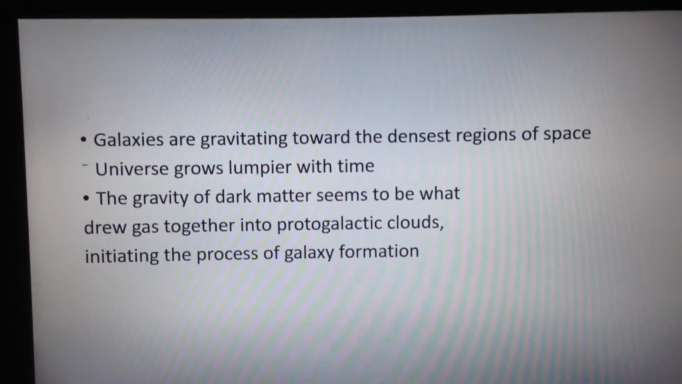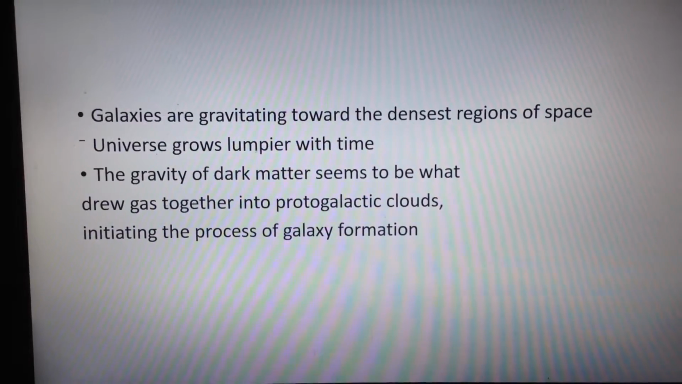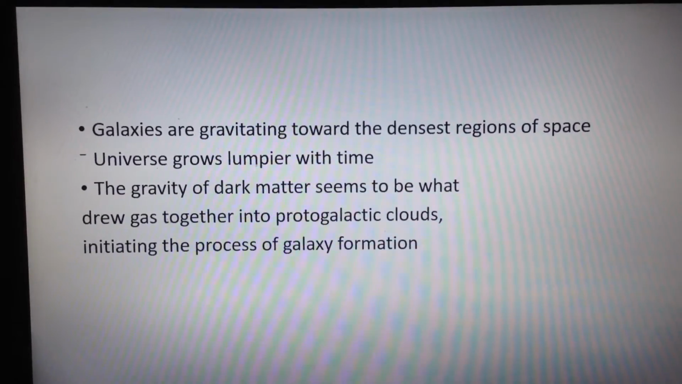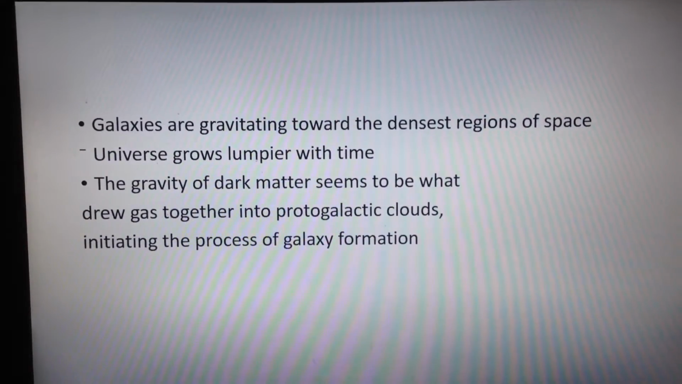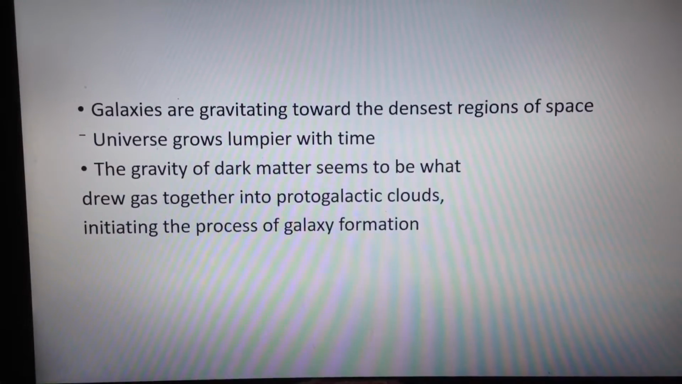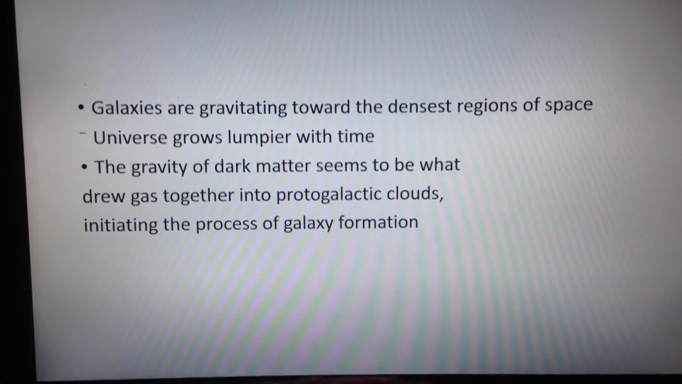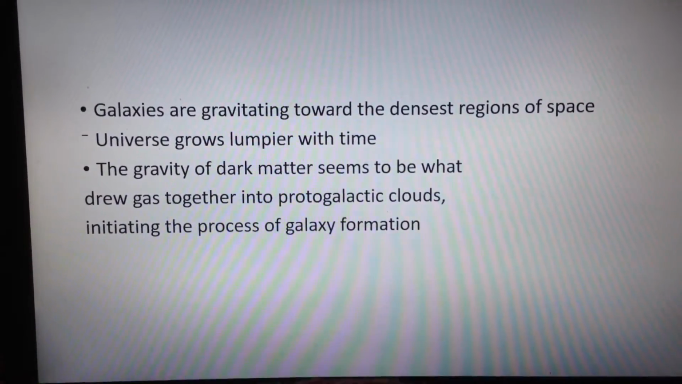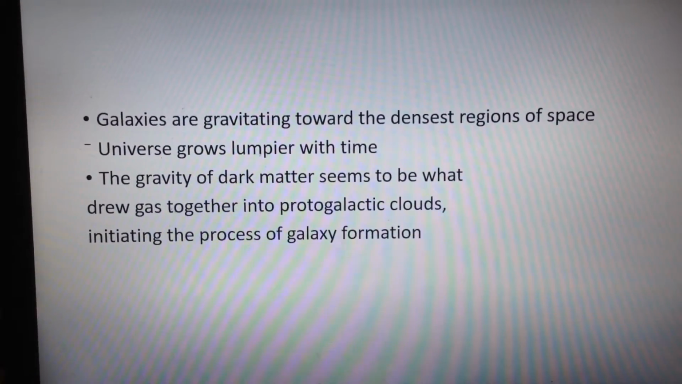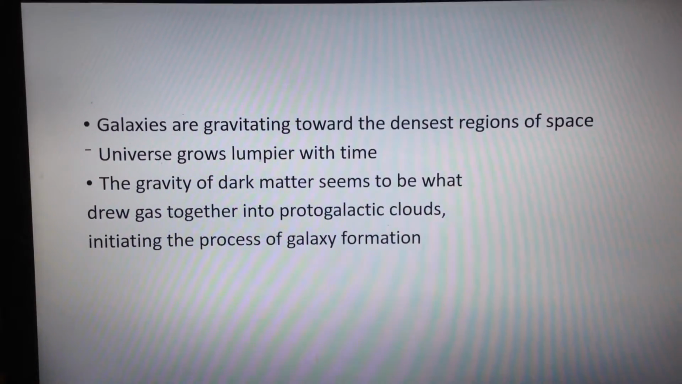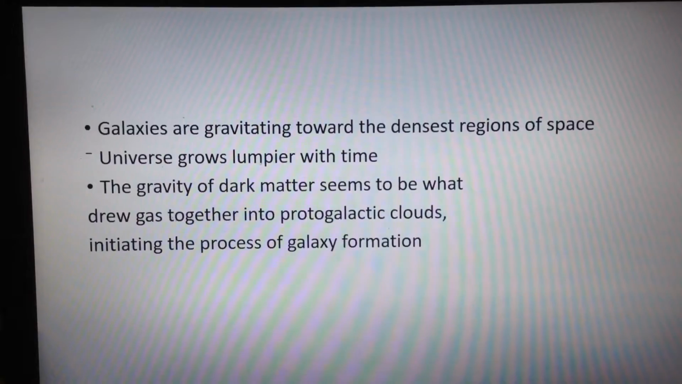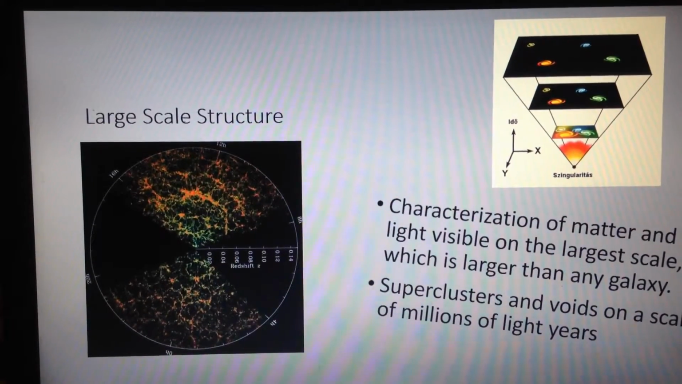Dark matter seems to be pulling things together, which is shown by galaxies moving towards the densest regions of space. This is also where the dark matter is most dense. The universe started out smooth, but as a result of the dark matter, it grows lumpier with time. Also, the gravity of dark matter seems to be what drew gas together into protogalactic clouds, initiating the process of galaxy formation.